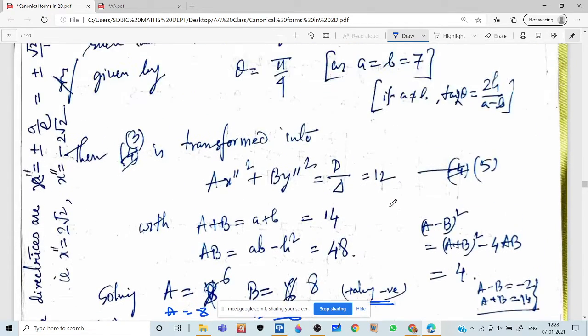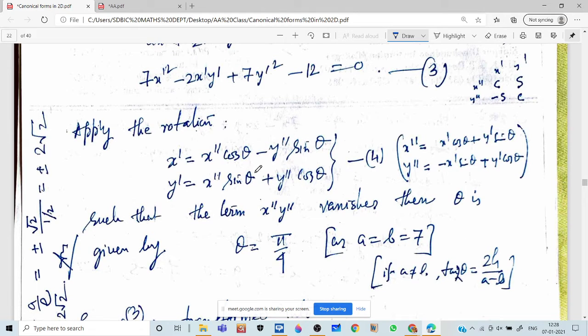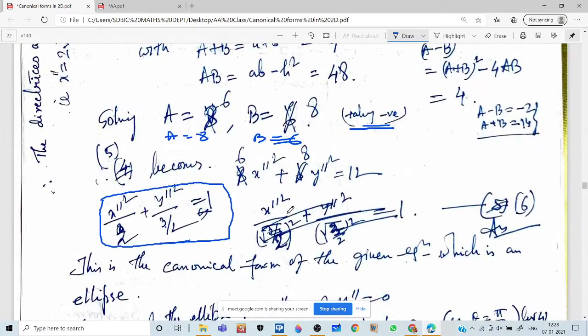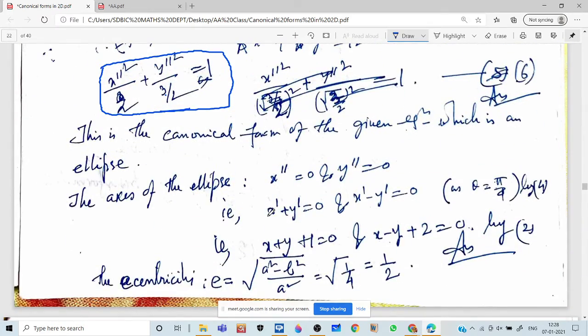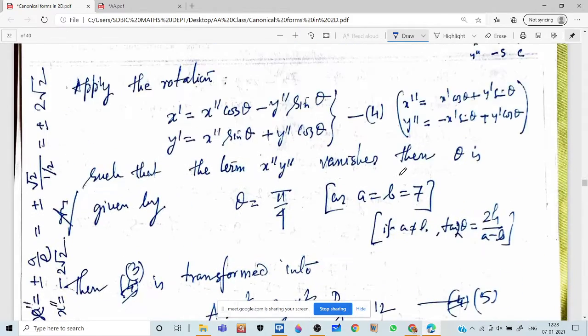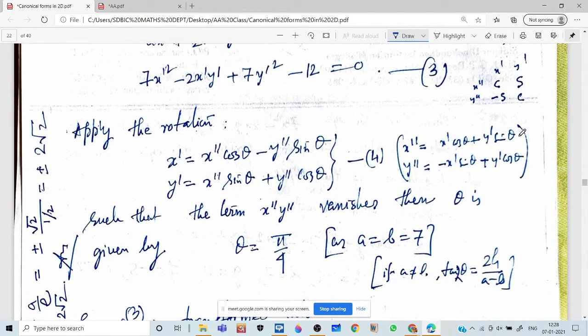Here, x dash is given by this formula. Put theta equal to pi by 4 and you get x dash plus y dash equal to 0. The formula for x double dash is x dash cos theta plus y dash sin theta, and from the inverse formula we get x double dash and y double dash in terms of x dash and y dash.